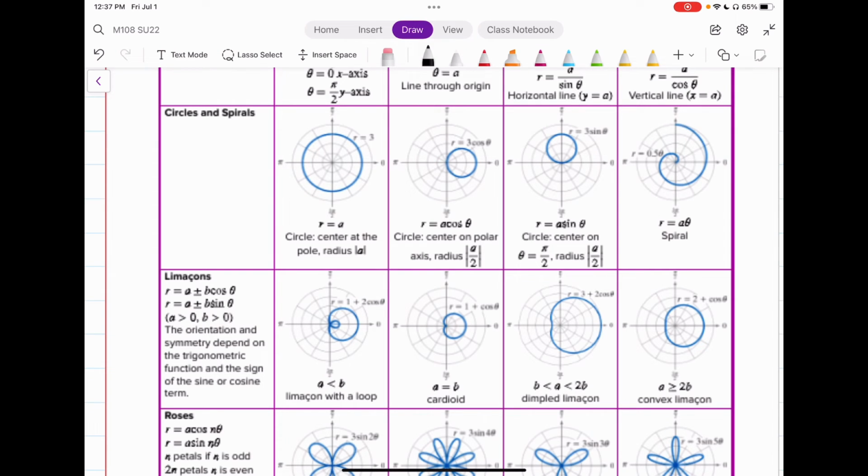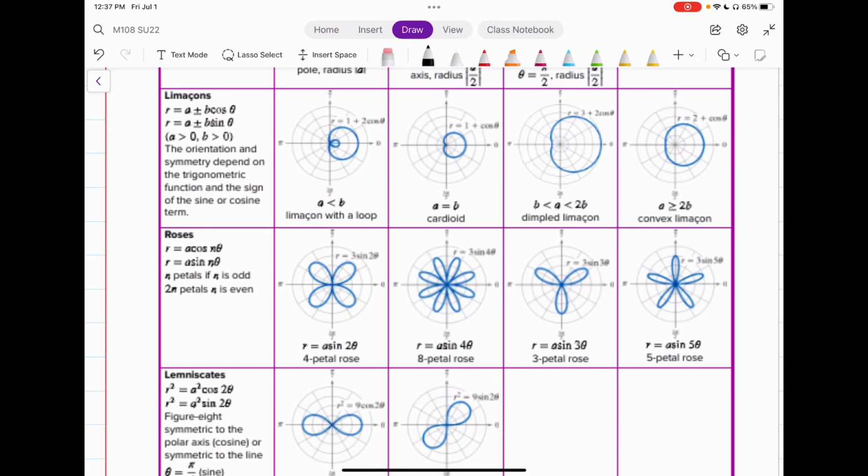That's the Archimedean spiral. Limacons here, remember they take the form either a plus b cosine theta or a minus b cosine theta, or a plus b sine theta or a minus b sine theta. And the orientation again and symmetry depend on which function it is. Is it sine or cosine? And what is the sign of that? Is it positive or negative? We have a loop here, a cardioid, which looks like it just comes in at a point, a dimpled limacon, and a convex limacon.